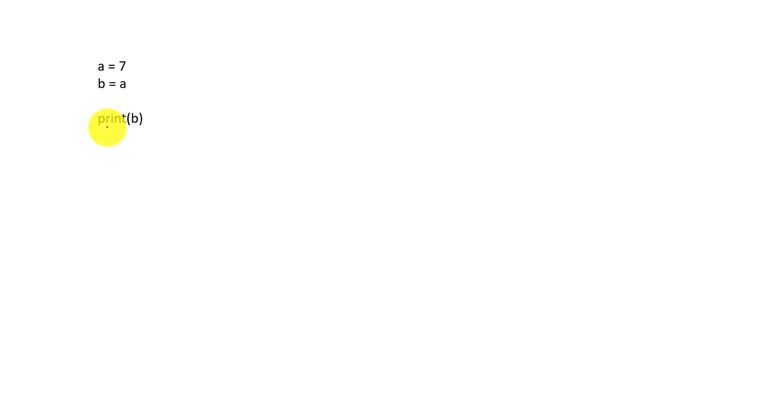Take a moment, pause the video and come back with the result. Do not run it as of now. The output of this program will be 7 because the variable b gets the value of a, which is 7. So far so good. Now let's try to understand how it happened.